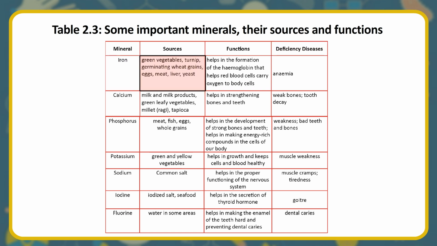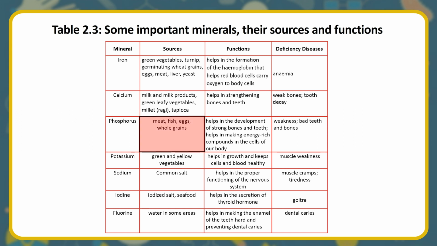Iron. Green vegetables, turnip, germinating wheat grains, eggs, meat, liver, yeast. Helps in the formation of hemoglobin that helps red blood cells carry oxygen to body cells. Anemia. Calcium. Milk and milk products, green leafy vegetables, millet, ragi, tapioca. Helps in strengthening bones and teeth. Weak bones, tooth decay.